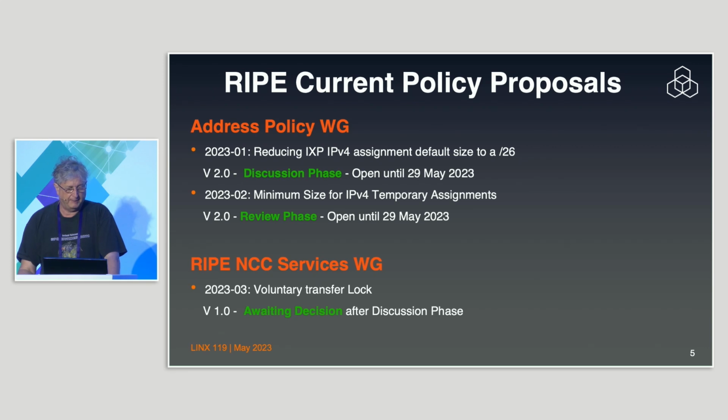2023-02, which again I talked about last time, is about the minimum size for IPv4 temporary assignments. If you want to do an experiment on the internet, you can actually ask RIPE for a temporary assignment, and they will give you a minimum /24, because a /24 is pretty well the minimum size that is routable. You can ask for a smaller one if you wish, and this policy proposal actually allows you to request a smaller one.